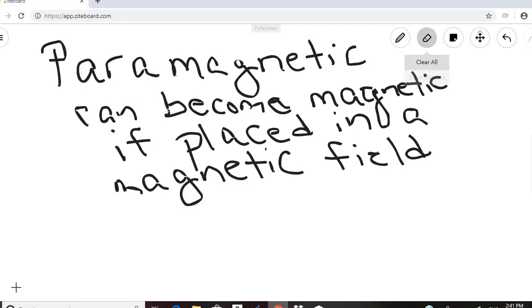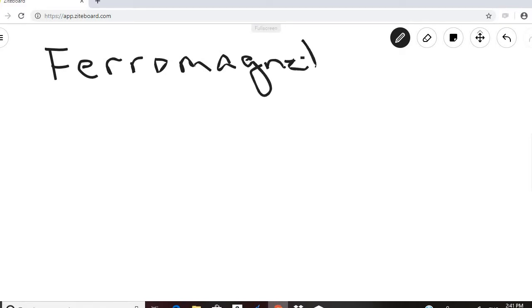Okay, then the last one is called ferromagnetic. And ferromagnetic is where the magnetic atoms are aligned so that their magnetic fields add to one another.